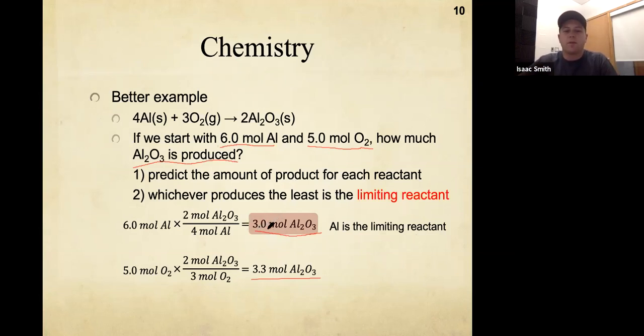We're only going to be able to produce 3 moles of aluminum oxide here because we only have enough aluminum to do that, even though we have excess oxygen here. So aluminum is the limiting reactant, and oxygen is what we have in excess, okay? All right.